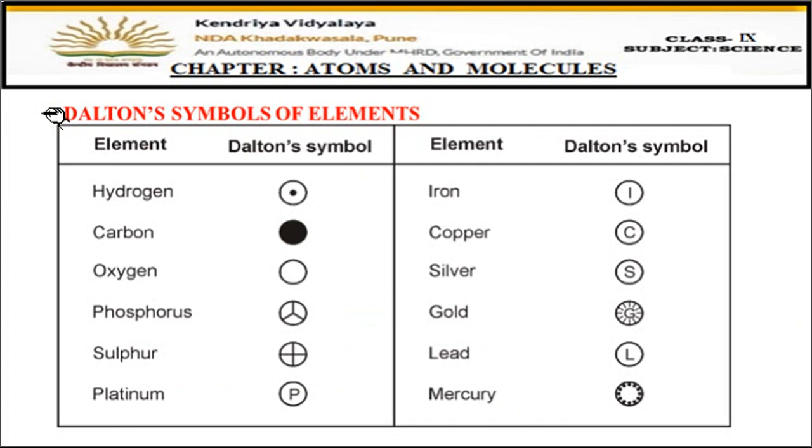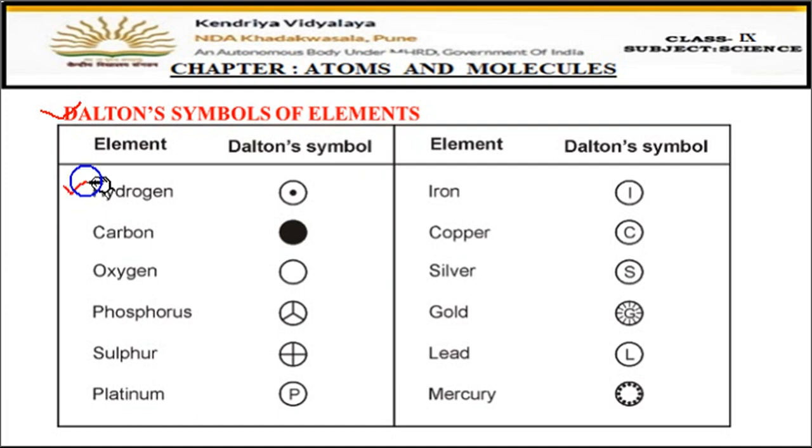And STM, scanning tunneling microscope, is the microscope which can take the photograph of the atoms. Now next is Dalton's symbol of elements. Now first of all the atomic theory was given by Dalton, as we have discussed in the previous video. So Dalton has also given some symbols for identifying the elements, right?